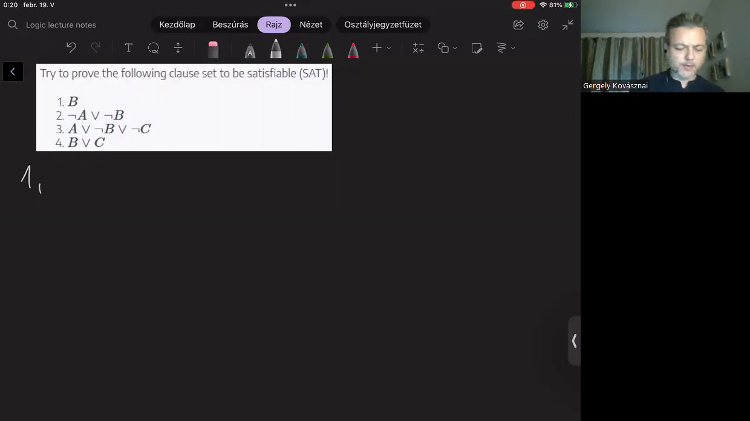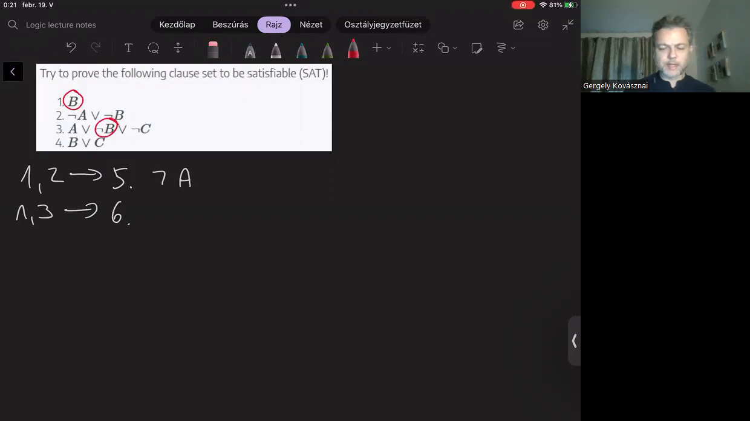clauses number 1 and 2, and this is how I generate clause number 5. When you resolve clause number 1 and 2, you are going to eliminate B and not B, so the resolvent is going to be not A. Okay, in the next step, we can try to resolve the clauses number 1 and 3. And in this case, again, B and not B are going to be eliminated, and the resolvent is going to be A or not C.